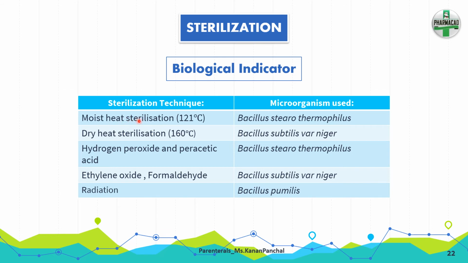Moist heat, that is autoclaving at 121 degrees Celsius, takes Bacillus stearothermophilus as its biological indicator. Hydrogen peroxide and peracetic acid sterilization techniques require the same bacteria. Bacillus subtilis variety niger is used for dry heat sterilization as well as gaseous methods of sterilization. Radiation methods use Bacillus pumilus as the biological indicator. Please take a note of it.